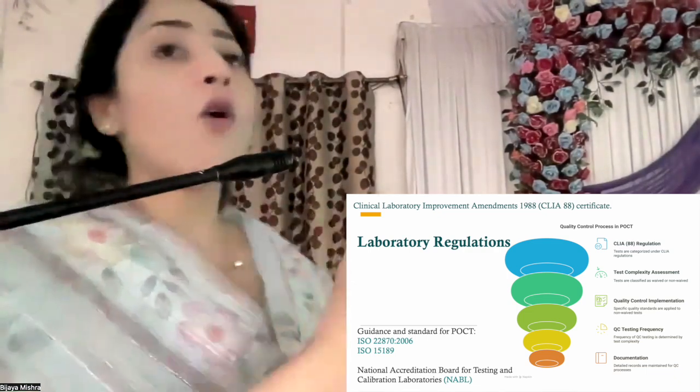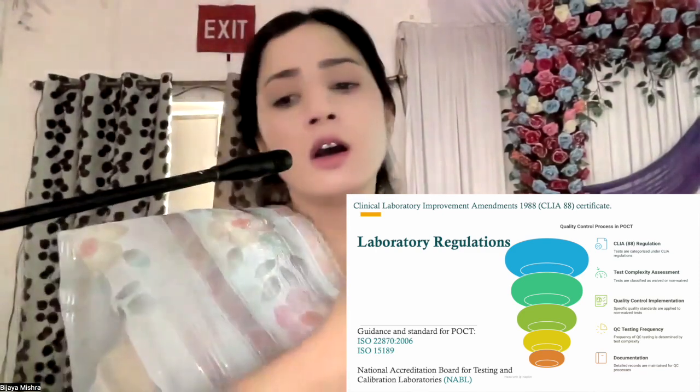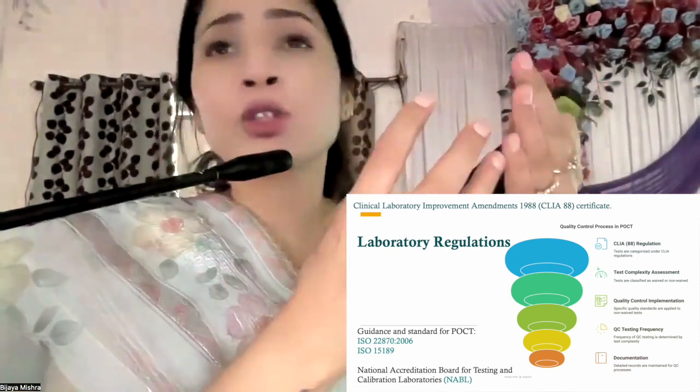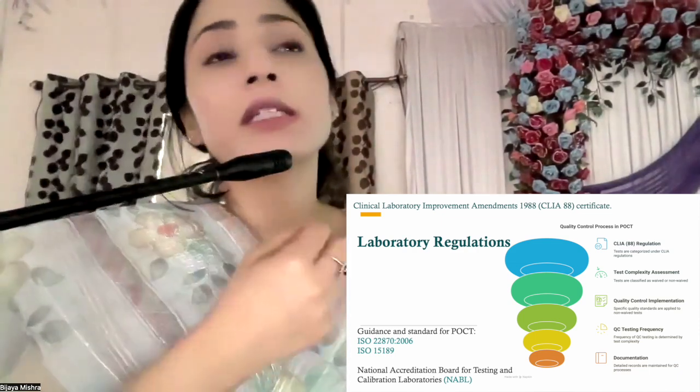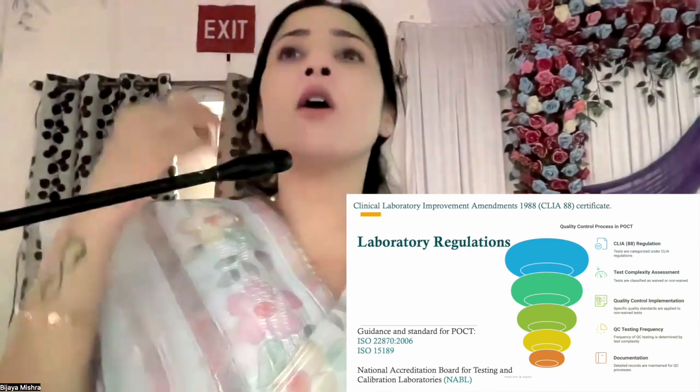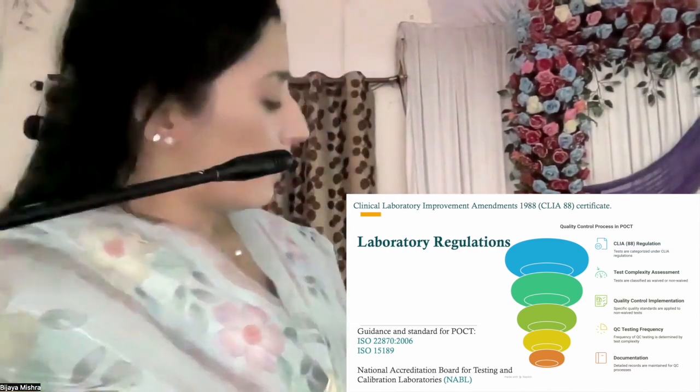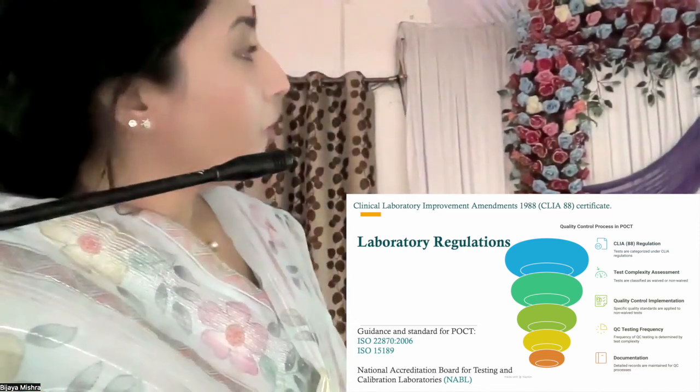and the frequency of how often quality control should be performed on the POCT device should be strictly followed, which is determined by the test complexity and the guidelines that are provided. Detailed records should be maintained for the QC process, because point of care testing devices are small and handheld, they do not have a proper record keeping process. So it's mandatory that everyone who is using the POCT device should be recording all the records of the QC steps that they are performing on the test.